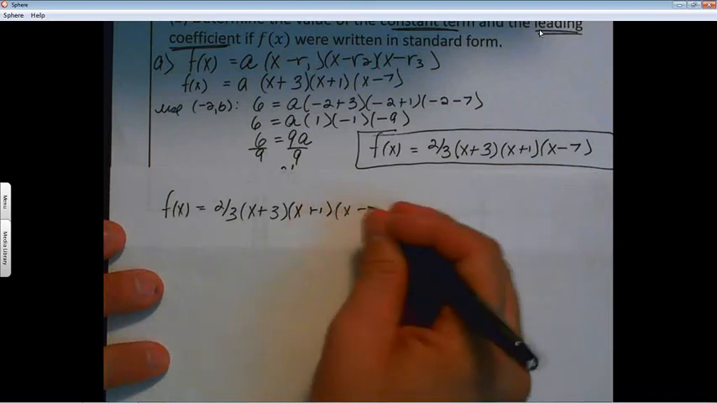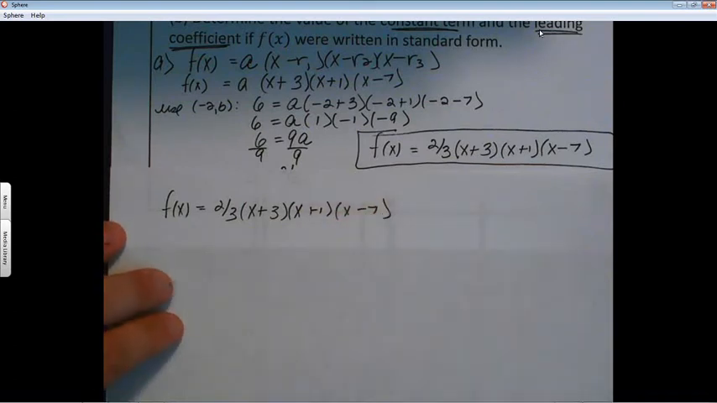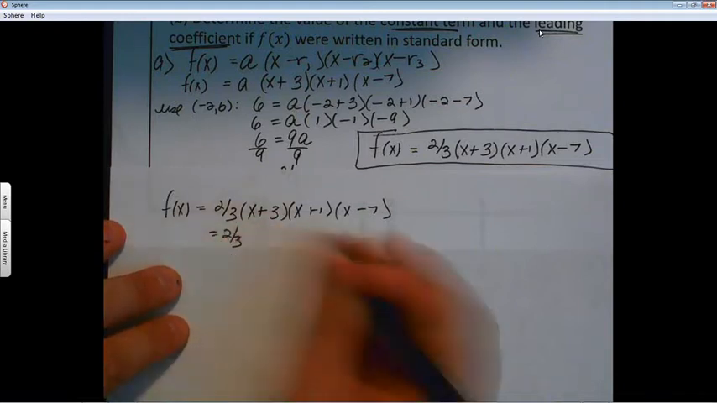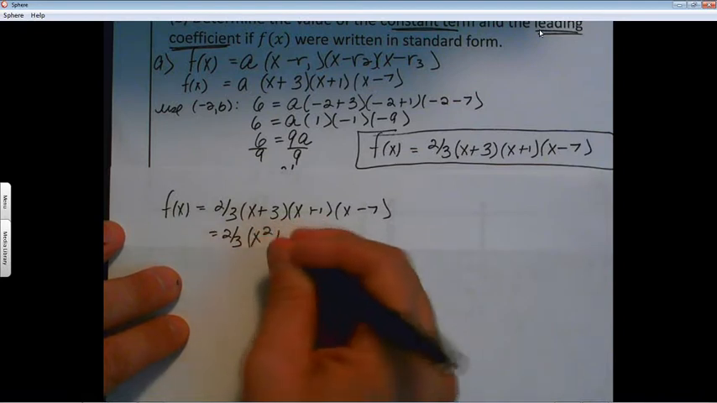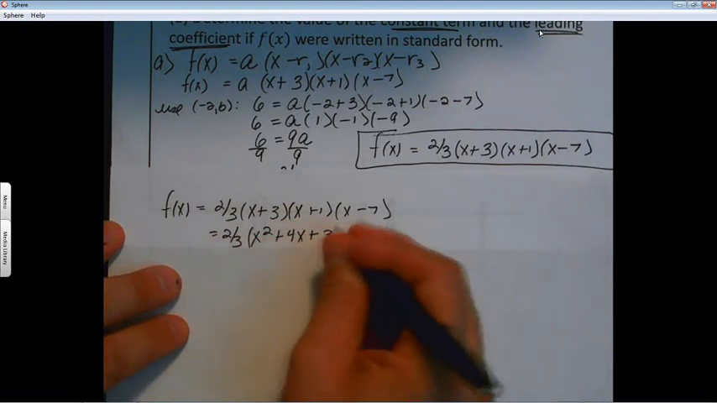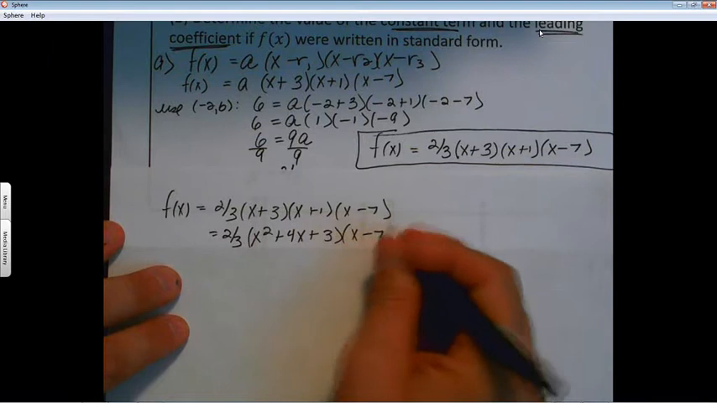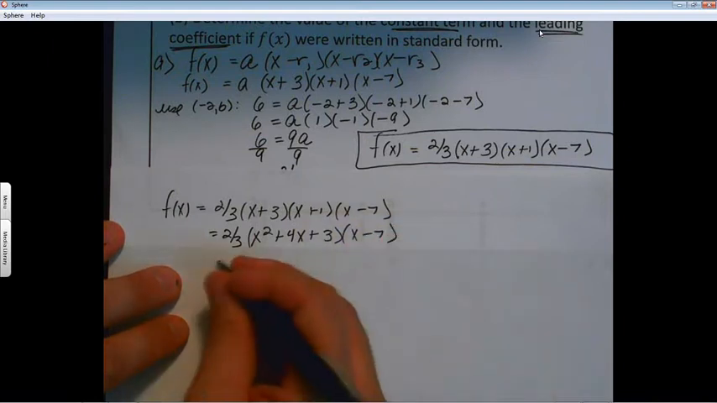1 times x minus 7. Let me do this the long way. The long way would involve multiplying out the x plus 3 and the x plus 1. If I do that, we'll have x squared plus 4x plus 3 times x minus 7.